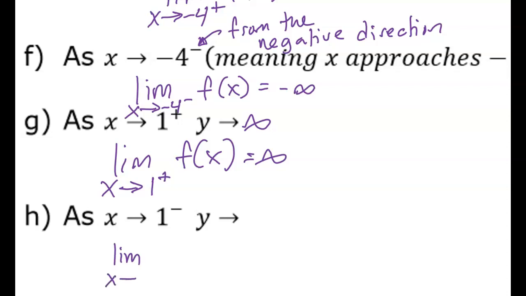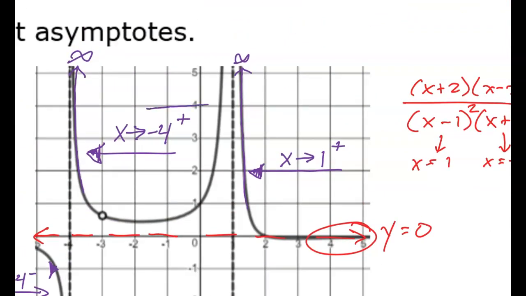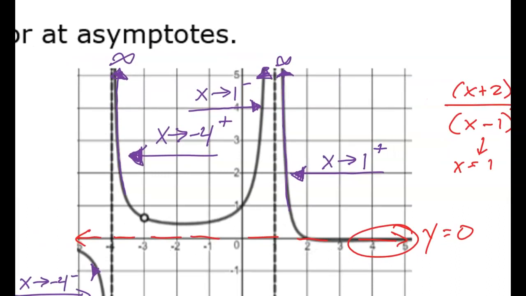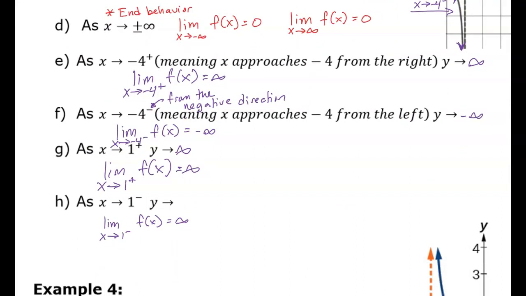What about coming from the negative direction? What's happening to our y values? They're again increasing to infinity. So coming from the left, as x approaches 1 from the negative direction, we are still increasing up to infinity. I know there's lots of arrows on this graph. Any questions on the asymptotic behavior?